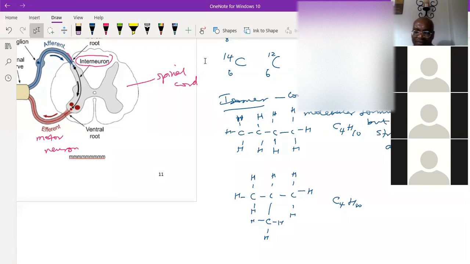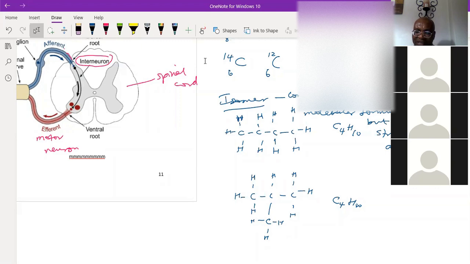Isotopes. Two atoms are isotopes if they have the same atomic number but different number of protons. Try again. Neutrons. Neutrons, yeah. Same number of protons, different neutrons. They have different neutrons. Yeah. Different neutrons. Okay, correct.